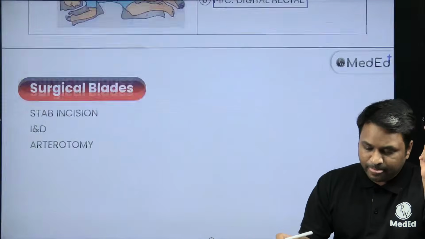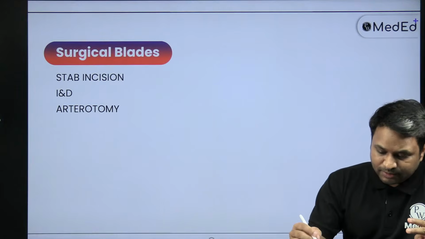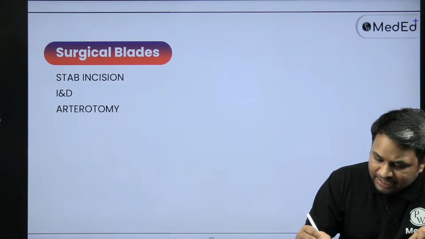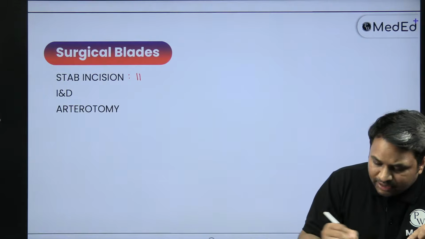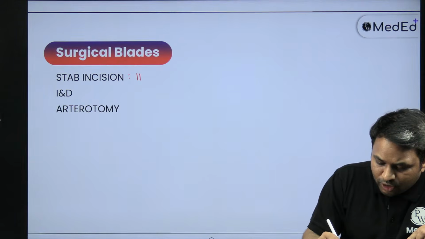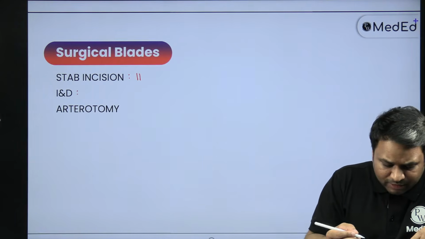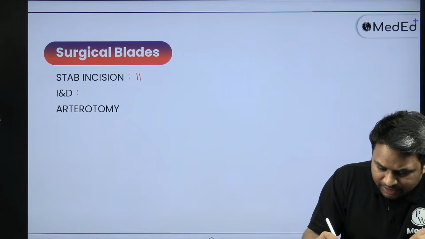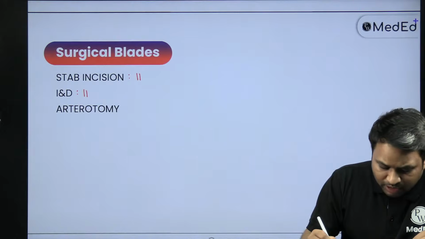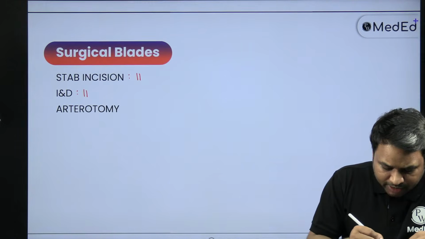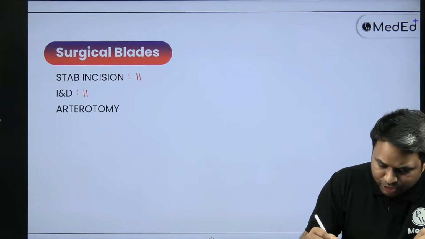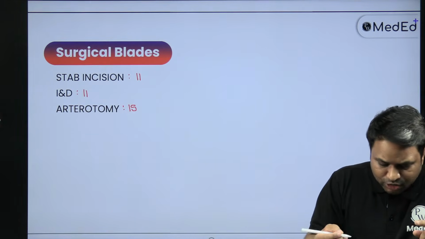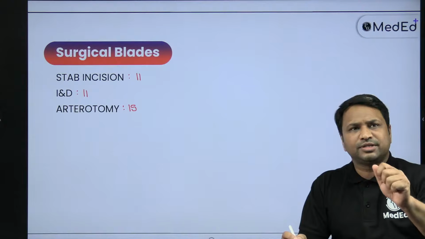Now, when you talk about the surgical blades, when you want to give a stab incision, the preferred blade is going to be a number 11 blade. For your IND, we'll prefer, again, a stab incision only, so for IND also we'll use a number 11 blade. If you're doing an arteriotomy, you need a more precise incision, so we'll use number 15. Remember, for IND, you can actually go with a number 11 blade, which is a stab incision.